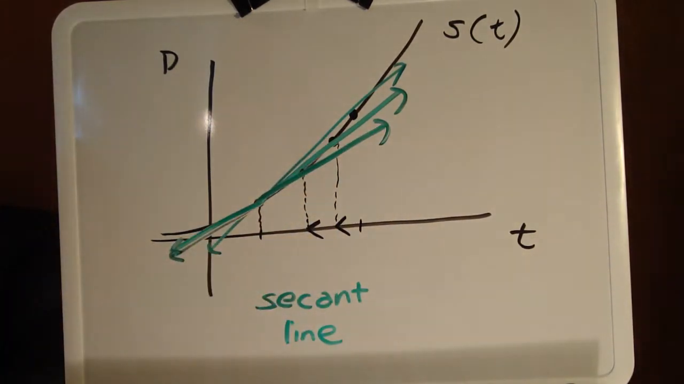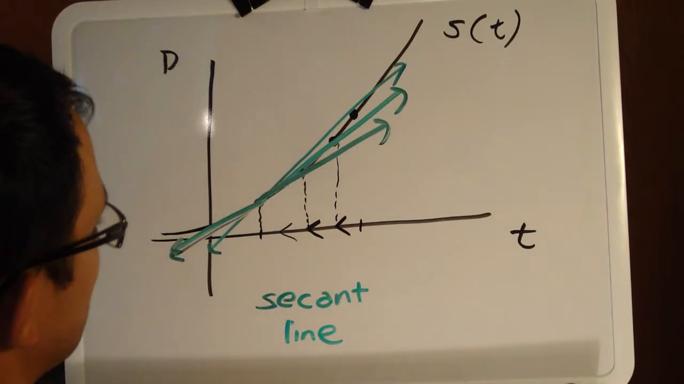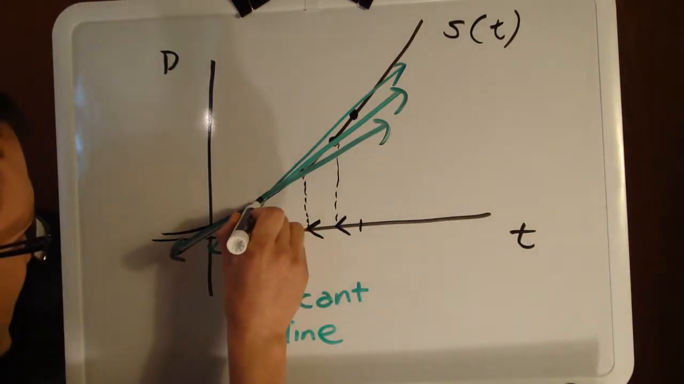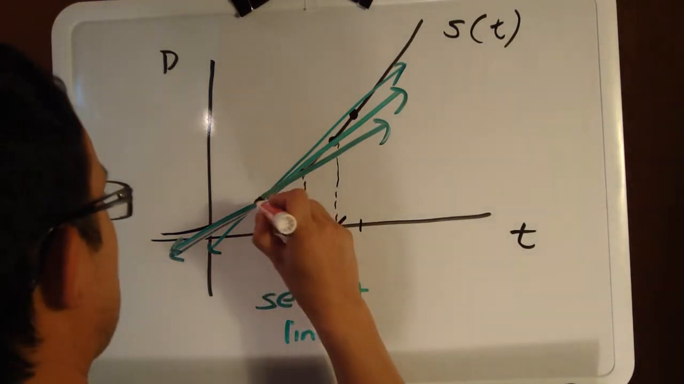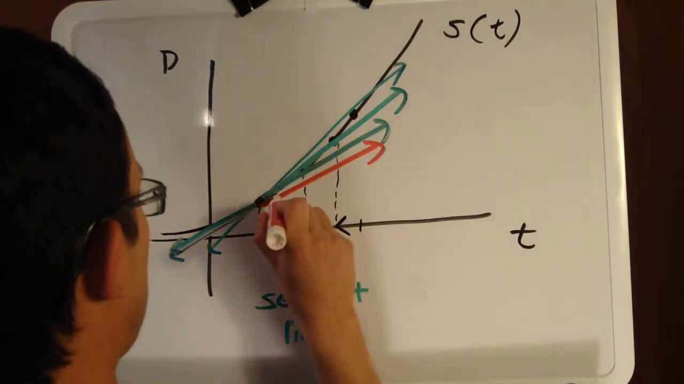So you end up with something like that. And then eventually the basic idea is we're going to let the second point get very, very close to the first, almost to the point that the two points coincide, right? So the two points become one, and then you get this idea of a tangent line, okay?